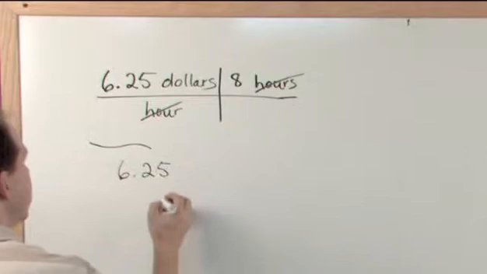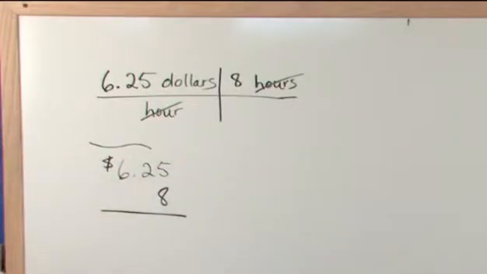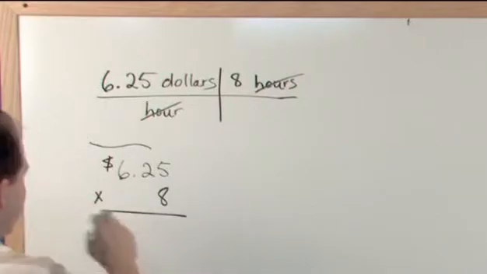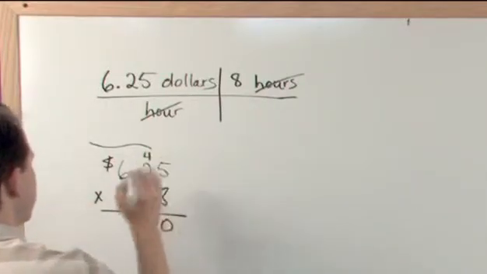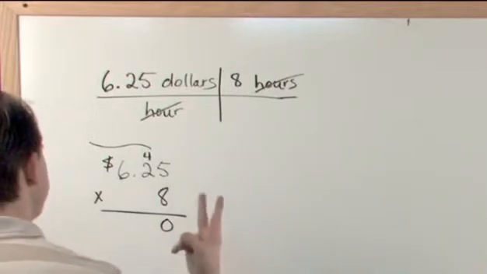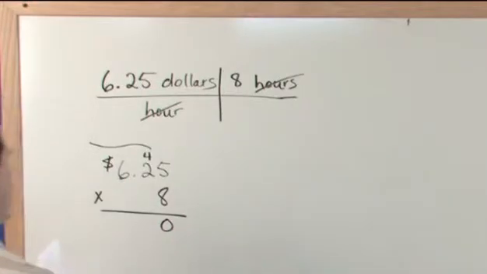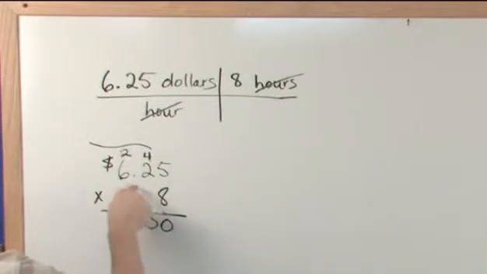6.25 times 8, okay? This is dollars, times 8, okay? Starting over here, 8 times 5 is 40, so I'll put the 0, carry the 4, okay? Moving on, 8 times 2 is 16, plus 4 is 17, 18, 19, and 20. So I've got 20, so I'll put a 0, carry the 2. And 8 times 6 is 48, and then 48 plus 2.